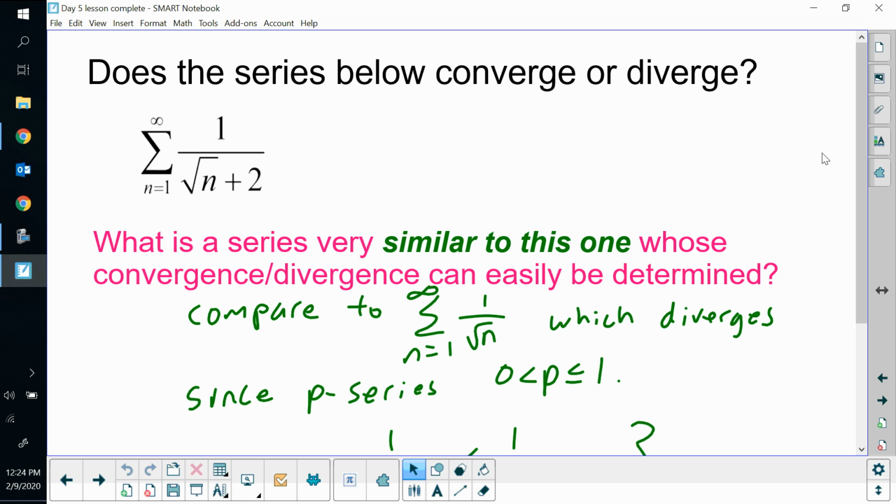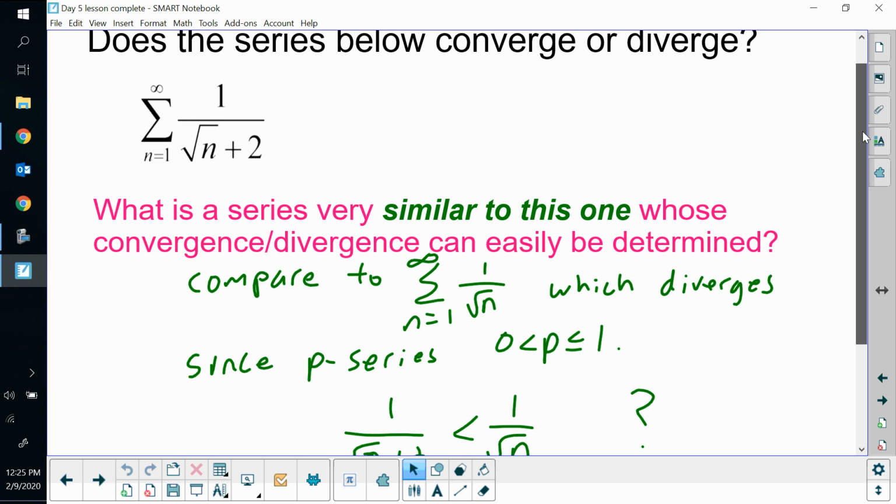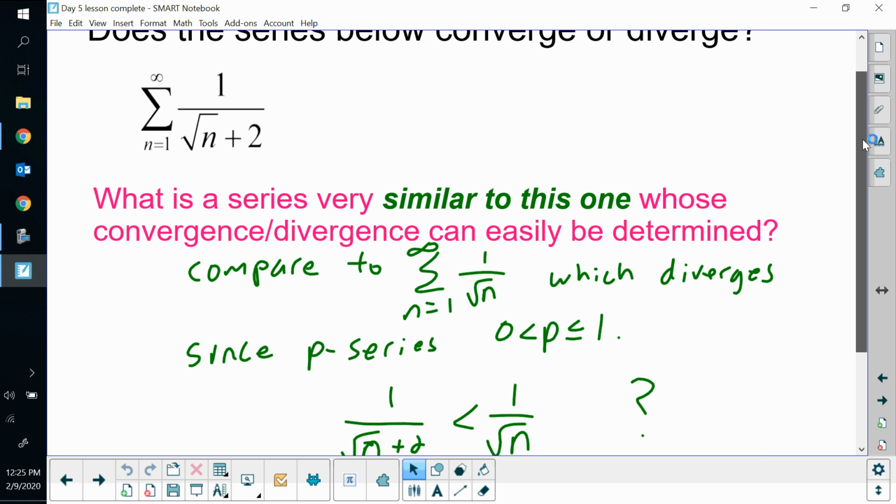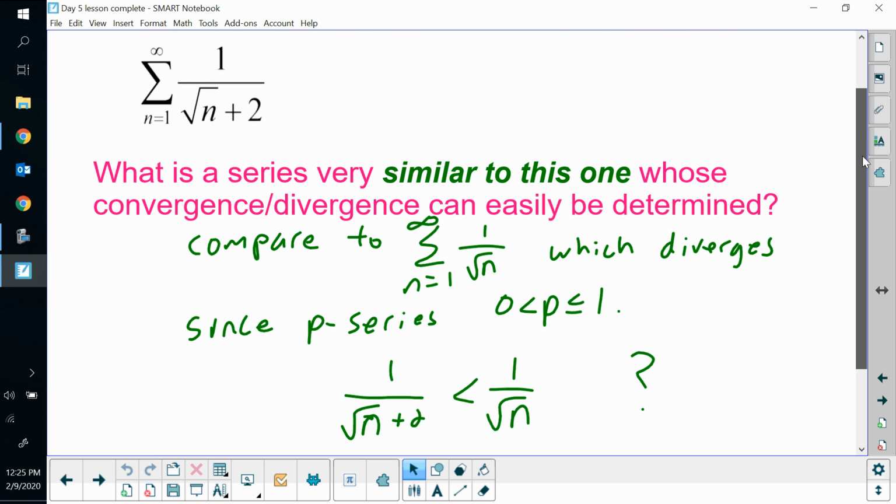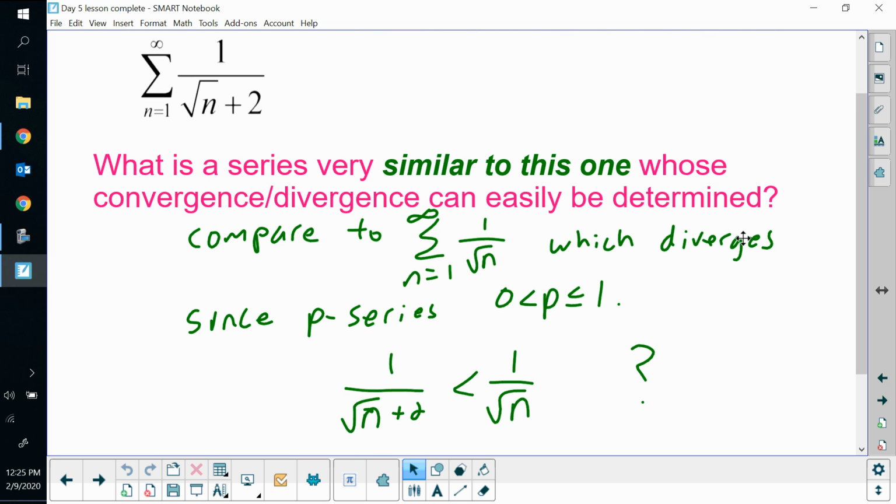All right, so again, we want to know if this converges or diverges. So we're going to compare it to 1 over square root of n. Okay, that's a basic series that's similar to it. We know it diverges since it's a p series where p is greater than 0 or less than or equal to 1. Well, when we add 2 in the denominator, we've seen in other ones, that's going to make it smaller.